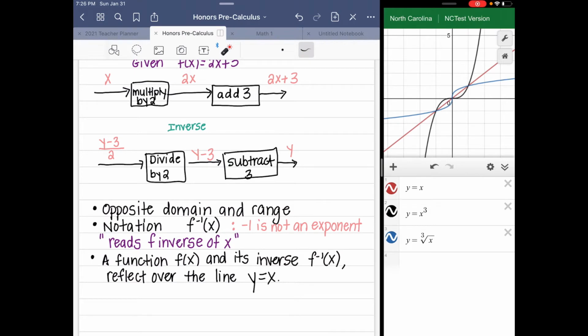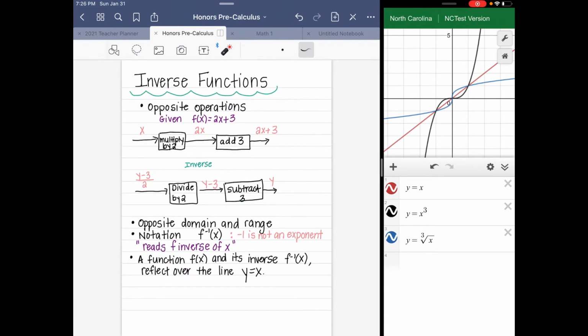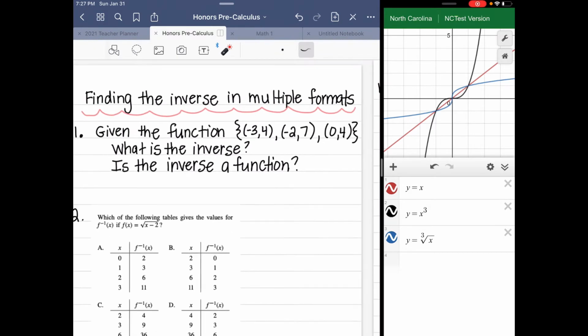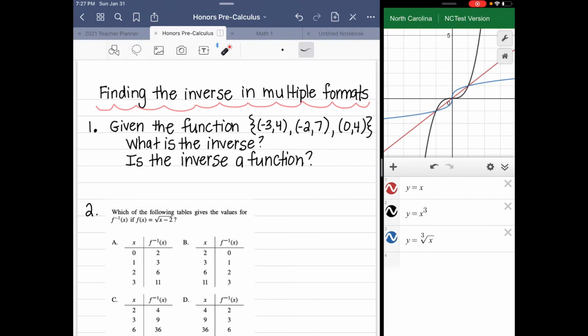Okay, so just keep that in mind. That is definitely going to be a way to verify some things. But now what we're going to do is we're going to look at some examples of inverses in multiple formats. So what happens if I give you just a set of points and I ask you to find the inverse? Well, the inverse means that I'm going to flip my x and my y. It is simple as that.